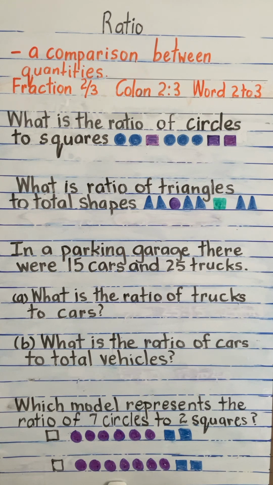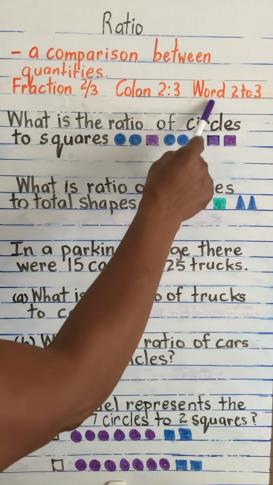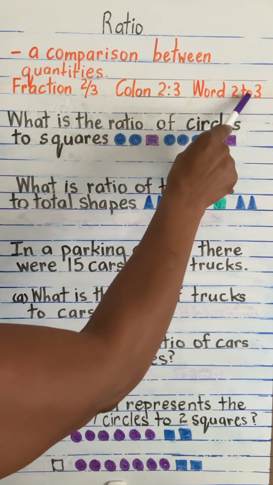So what is a ratio? A ratio is a comparison between quantities. A ratio can be represented as a fraction, example, 2 over 3, with a colon, example, 2 is to 3, and using the word, 2 to 3.